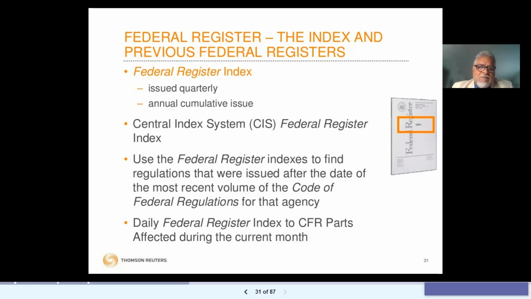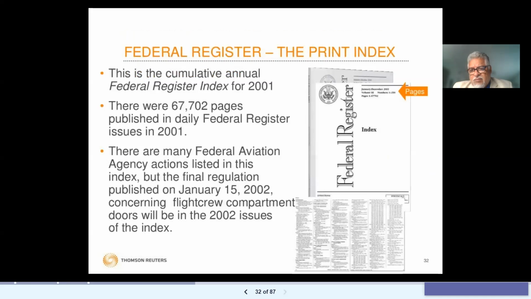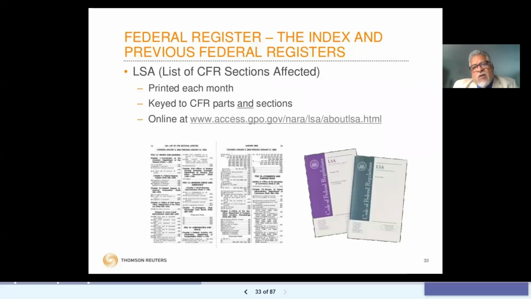Indices and previous Federal Registers are also available through the Central Index System, the CIS, the Federal Register, and you can find all of this material at most government depository law libraries. Okay, cumulative annual Federal Register for 2001, and you see that each one, this LSA, for example, comes up as another publication, is printed each month, and is key to the Code of Federal Regulations parts and sections. It's also available online for free.